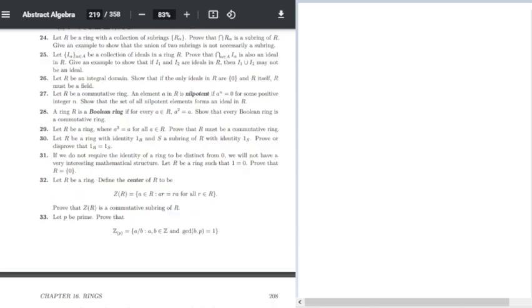A ring R is a Boolean ring if for every a in R, a squared is equal to a. Show that every Boolean ring is a commutative ring. Alright, so we have that AB squared equals AB. So we have AB is equal to AB.